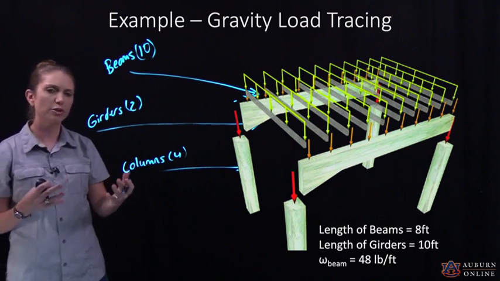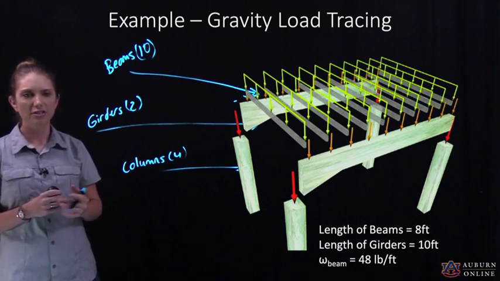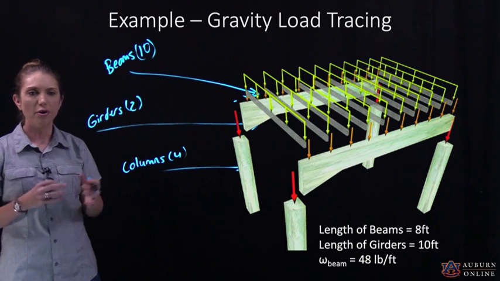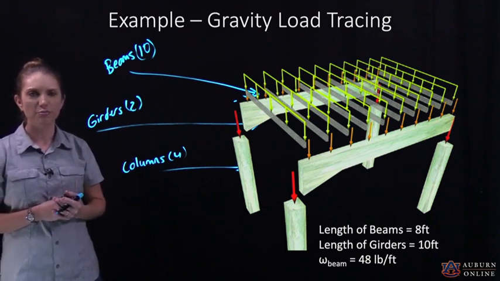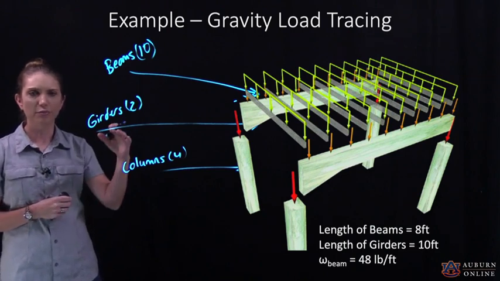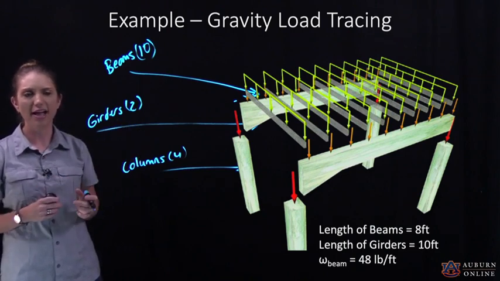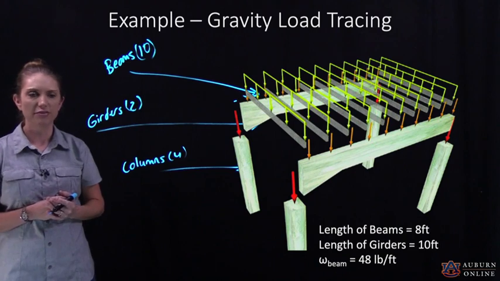So if we think of a real-world scenario here where we might have a system like this, it could represent a lot of different things. But what we actually have here is part of a bigger structure. So in reality, this structure would support a roof loading, maybe even some equipment loading. And we've taken this part of the structure out so that we can see it better and perform this load tracing on this portion of the structure.